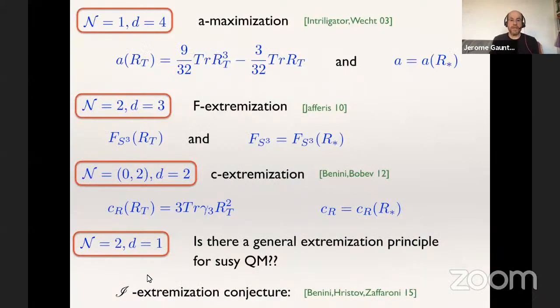Recast this in a geometric language. But it turns out to be extremely useful in developing AdS/CFT, finding more examples, checking the correspondence, to find holographic duals of these extremization principles. And that's what I want to talk about in the rest of the talk.